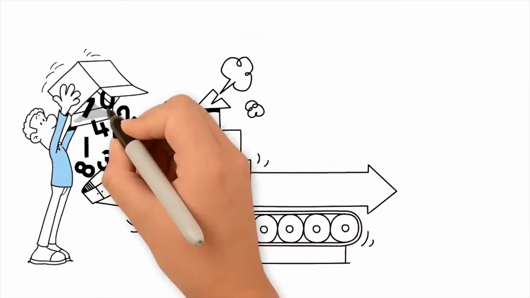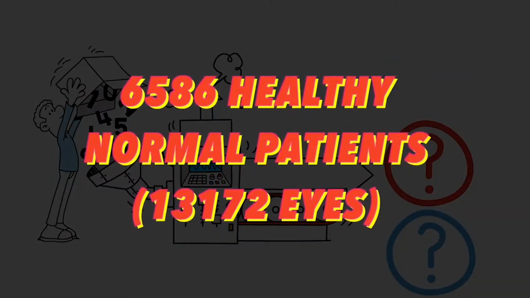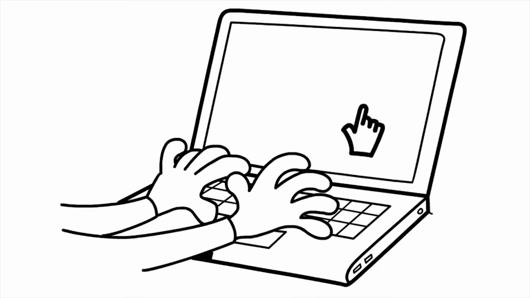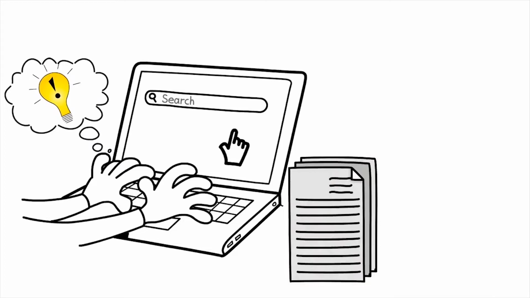After segregation, we finally collected data of 13,172 eyes. Once we had this data, we then started looking for a biostatistician.